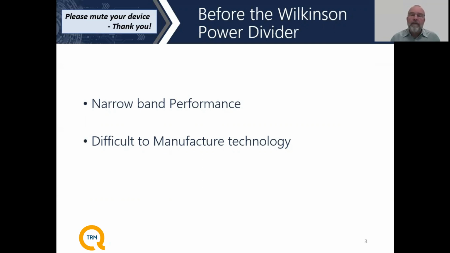And a lot of the manufacturing technologies used previous to the development of the Wilkinson were not very repeatable, difficult to manufacture, and very expensive to manufacture, quite frankly. So things could be done, but it wasn't very easy to do, and the performance was quite limited. So what were some of the specific advantages of the Wilkinson then?